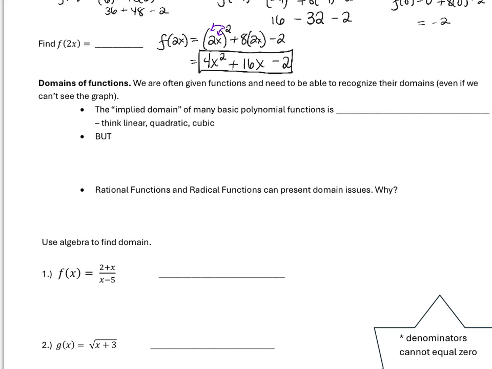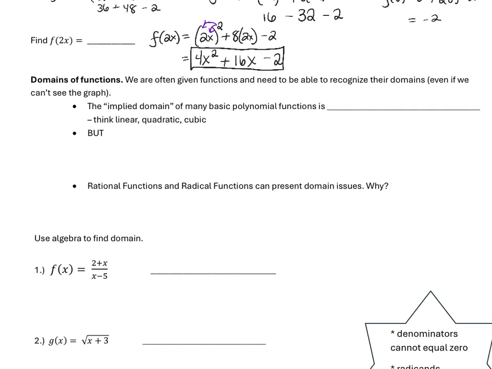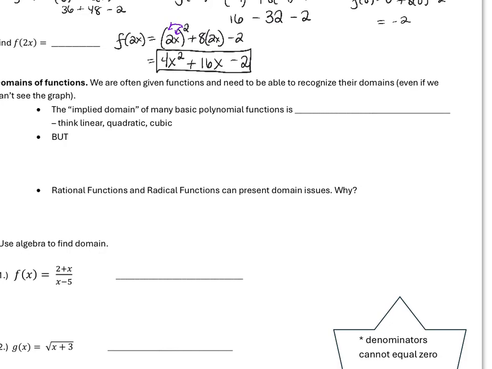All right. Domains of functions. We are often given functions and need to be able to recognize their domains, even if we can't see a graph. So this is kind of the next step up from Algebra 2, where you need to know the shape of your parent functions and start to be recognizing the restrictions on domains of specific functions. Sometimes you'll have a graph, but you will also sometimes not have a graph and have to determine the domain and where the domain doesn't exist. So the implied domain of many basic polynomial functions is all real numbers.